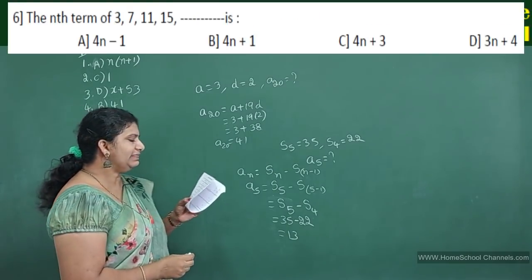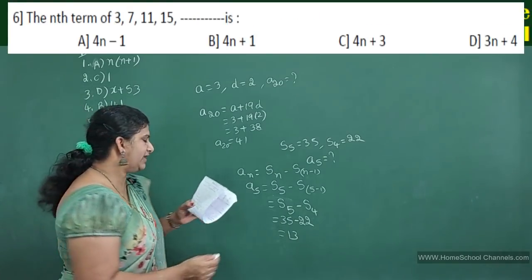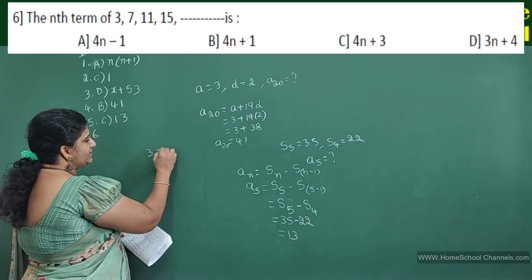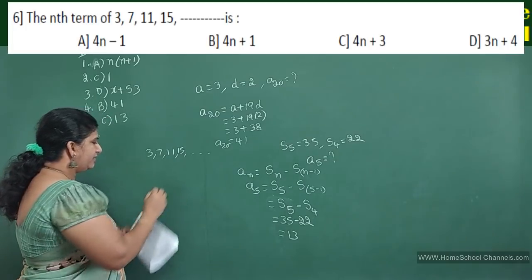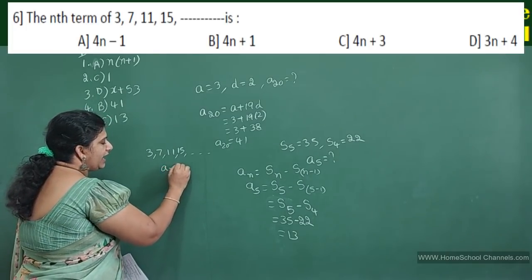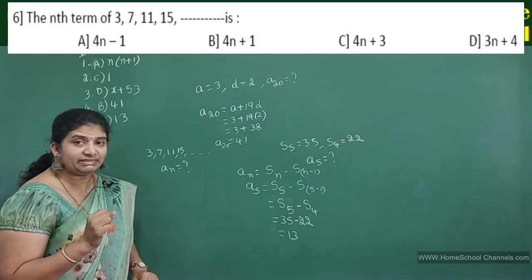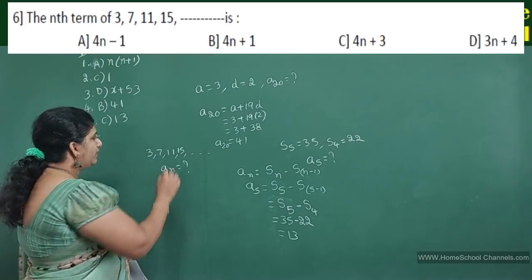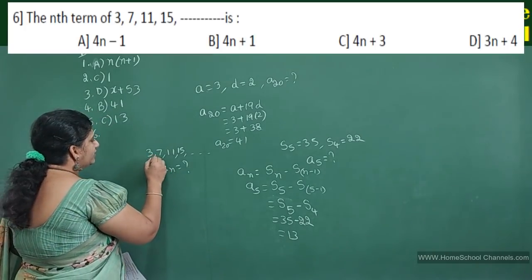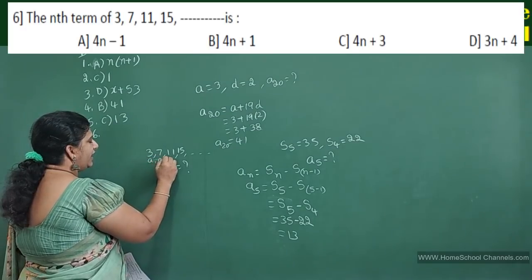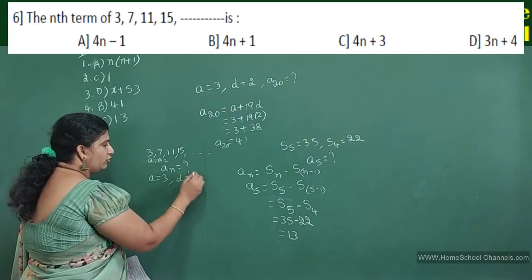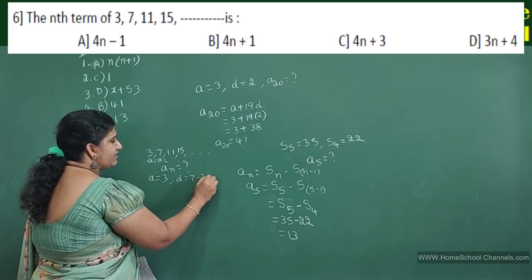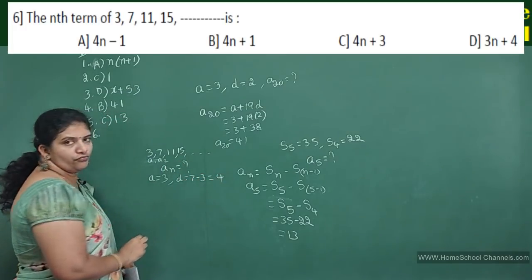Sixth one. The nth term of 3, 7, 11, 15, and so on is. We need to find AN. Nth term means AN. First find A and D. Let me write this A1, A2. A value is 3 and D value is A2 minus A1. 7 minus 3, that will be 4.